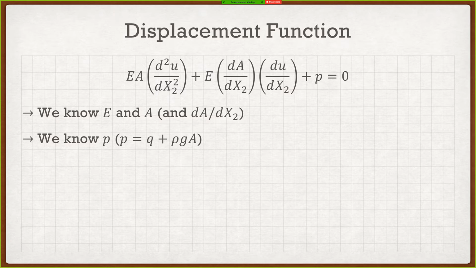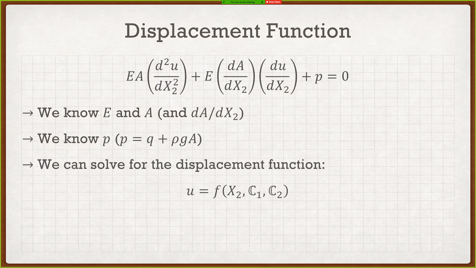going to be equal to our distributed load q, which is our applied distributed load, plus the self-weight, which is going to be rho g multiplied by a. So that's going to be one thing. We know that p is actually q plus rho g a. And again, we know all the components in there. Therefore, the only thing that we don't know is going to be our displacement function.